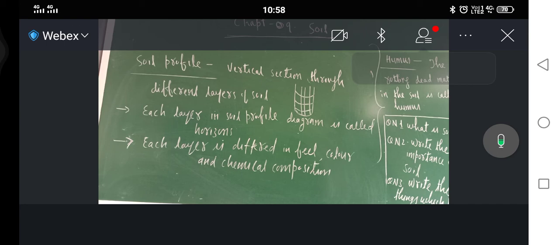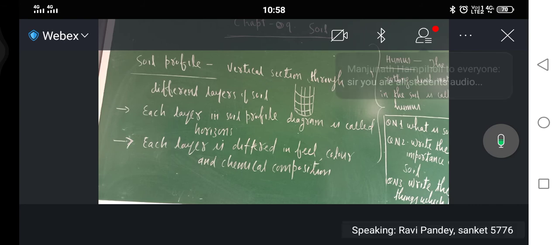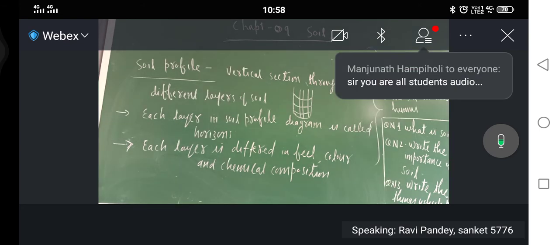Okay, so just see, this is called soil profile. So vertical section through different layers of soil is called soil profile. Each layer in the soil profile diagram is called horizons.